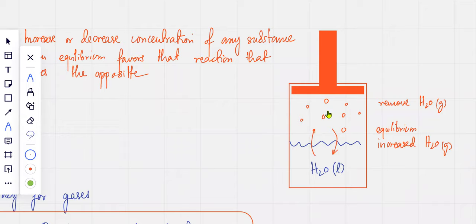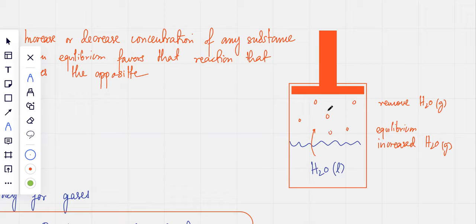So if I try to remove them again, the backward reaction stops, but the forward reaction is still going on. Evaporation can still happen and more water vapors would be formed back again. So whatever I do, it's going to do the opposite.